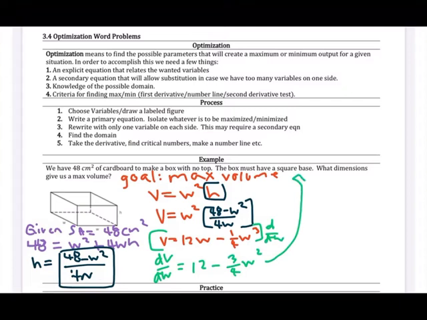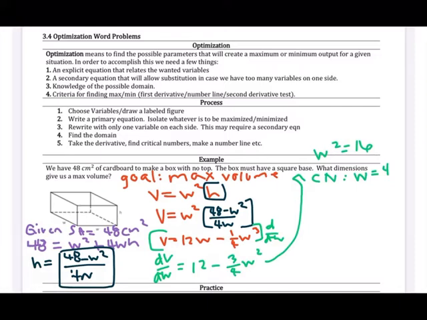Now I'm going to take that and find my critical values. So subtract 12, multiply by 4/3. So I'm going to isolate W squared. That would give me that W squared equals 16, which means that W is going to equal 4. Notice I'm not including -4. It doesn't make sense for me to have -4 as a length of my box.